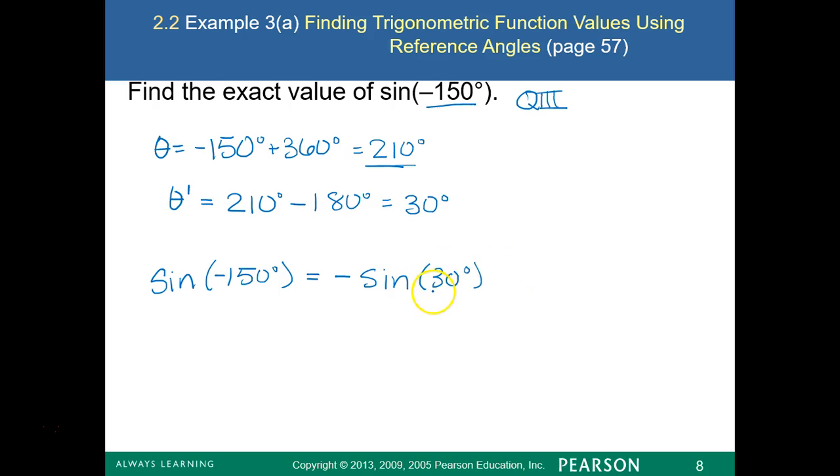So look up on your chart that you will have in your book, and I will also let you have that chart on your note card. You can go ahead and copy that down if you would like. Find what sine of 30 degrees is, and that's 1/2. So this answer is going to be negative 1/2. And we're done.